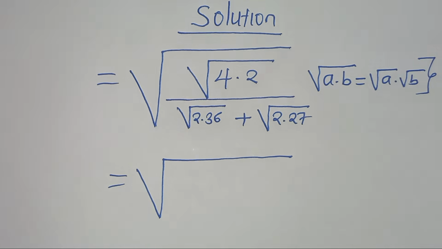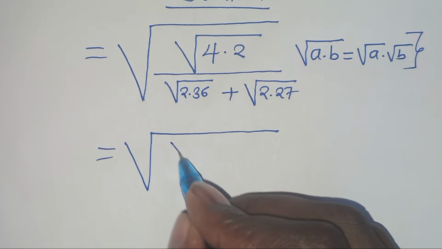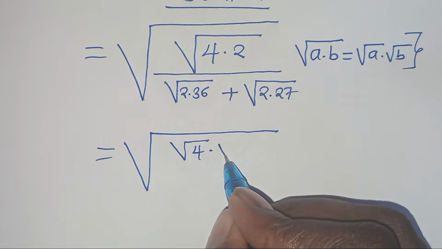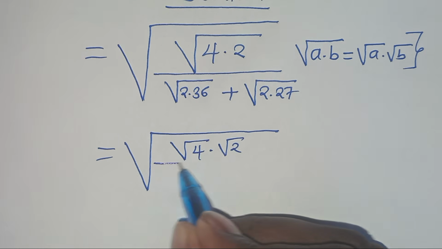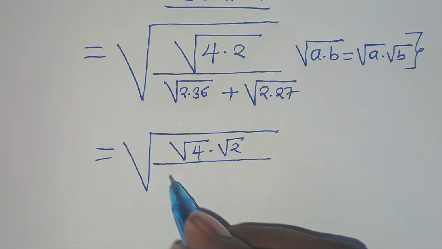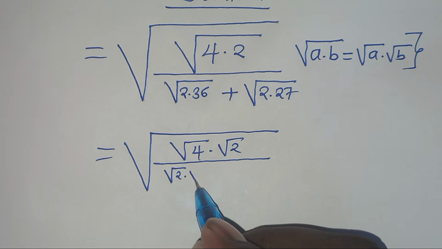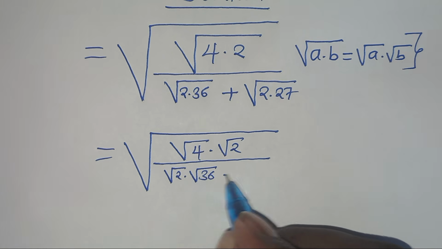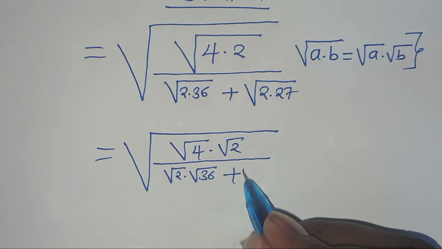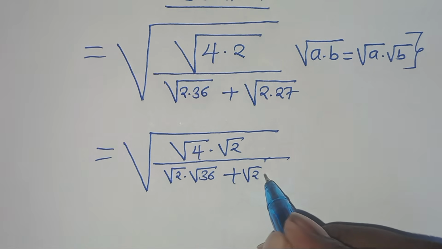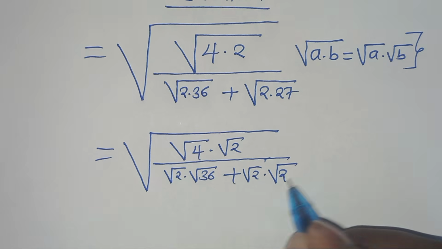Applying this property, it follows that we have square root of 4 multiplied by square root of 2 in the numerator divided by, now here we can have square root of 2 times square root of 36 plus, now here we have square root of 2 multiplied by square root of 27.